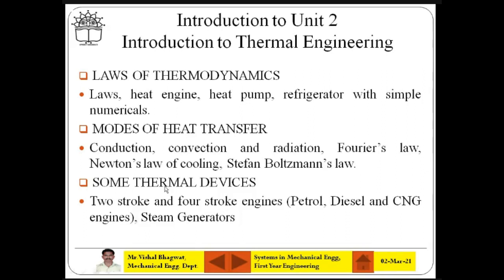And what you are looking at here are the 2-stroke and 4-stroke engines, with fuels like petrol, diesel and CNG, and then steam generators. Some of these devices are also called power producing devices. Some part of it we have seen in unit number 1.